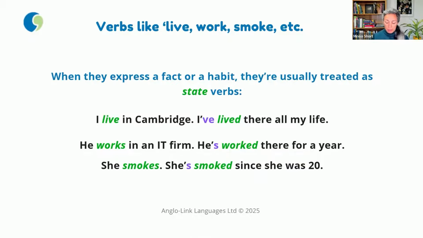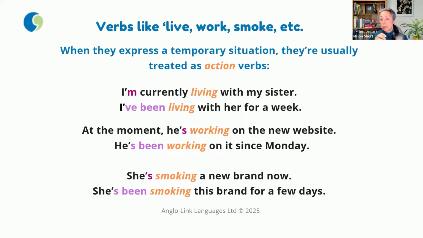But of course, these verbs can also refer to temporary situations, actions in progress, and in that case, we usually treat them as action verbs, and they can go in the continuous tenses. For example, present continuous, I'm currently living with my sister, and present perfect continuous, I've been living with her for a week. At the moment, now he's working on the new website. He's been working on it since Monday. She's smoking a new brand of cigarettes now. She's been smoking this brand for a few days.